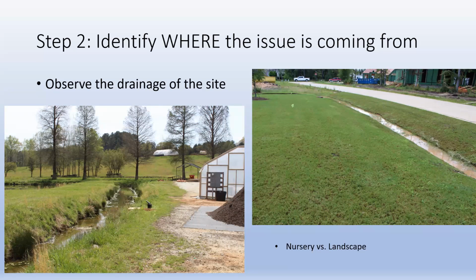Image on the right is a neighborhood, right? So a lot of neighborhoods, that water is going to drain off and there's going to be some kind of swale, some kind of culvert where that water is going to go in and run off.